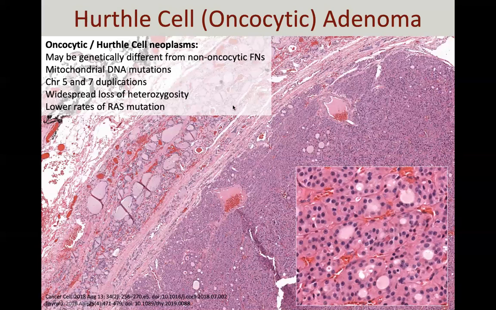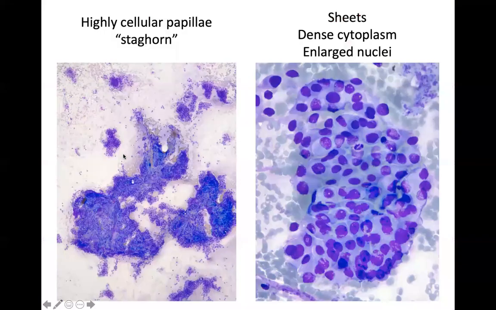It's becoming clear that Hürthle cell neoplasms may be genetically different from other follicular neoplasms, right? In general, they're very similar. They're circumscribed nodules that are composed entirely of follicles that do not have papillary-like nuclei. So in a sense, they are follicular neoplasms, but genetically, they have more mitochondrial DNA mutations. They have some different chromosomal abnormalities, including duplications or losses. And some of them do still have RAS mutations, and we'll talk about mutations in a bit, but in lower rates than other follicular neoplasms. So just keep in mind that we're still learning more about Hürthle cell lesions.